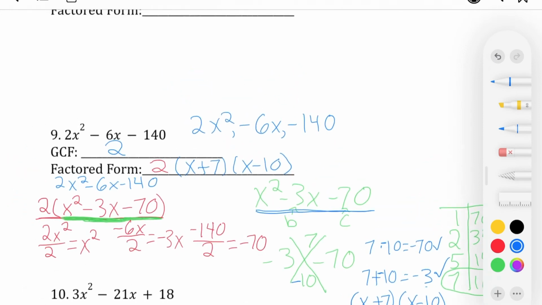Again, this is just helping you to see some examples so you can come into class and ask questions.